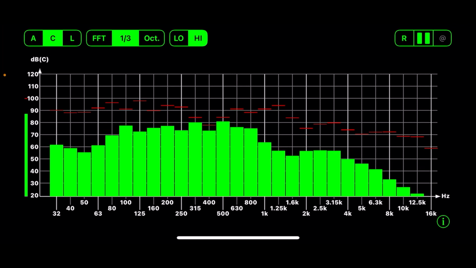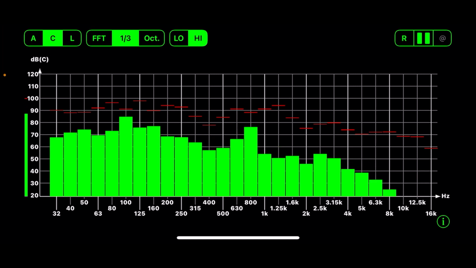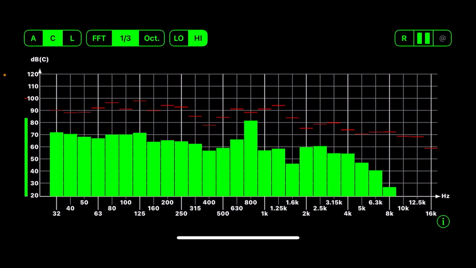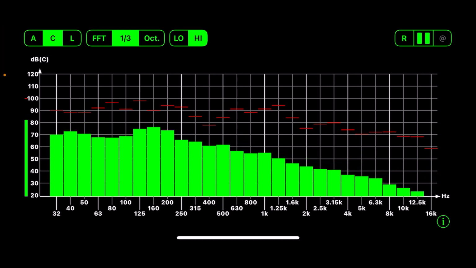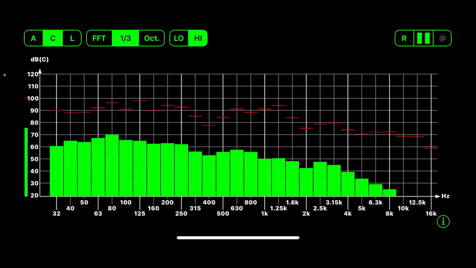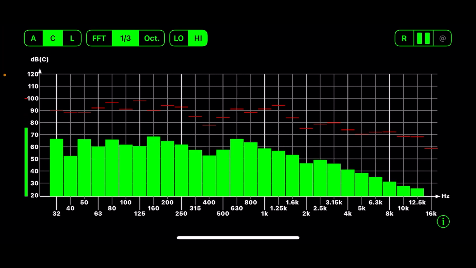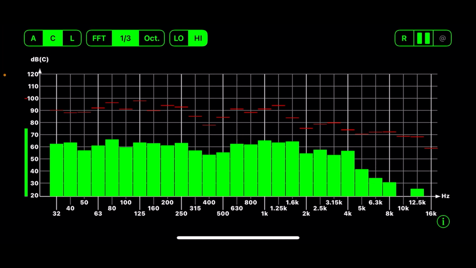I don't remember the song, some rock song, but let's just take a look for a minute here at the response of this. And it's quite amazing. Look at the energy below 125 and look at the energy above 125. It's really moving well together. All the octave bands are working well together. It's quite nice to see.